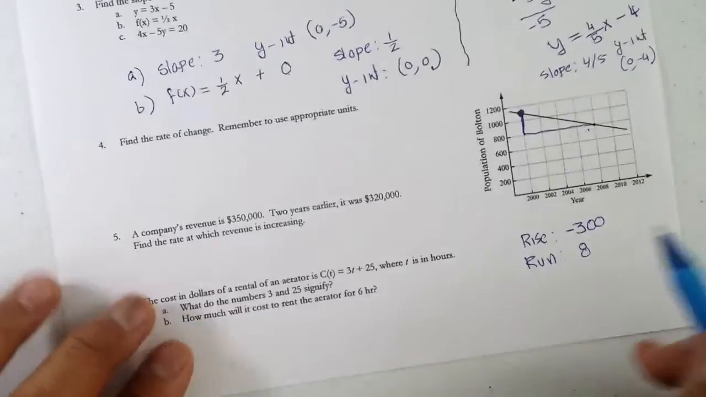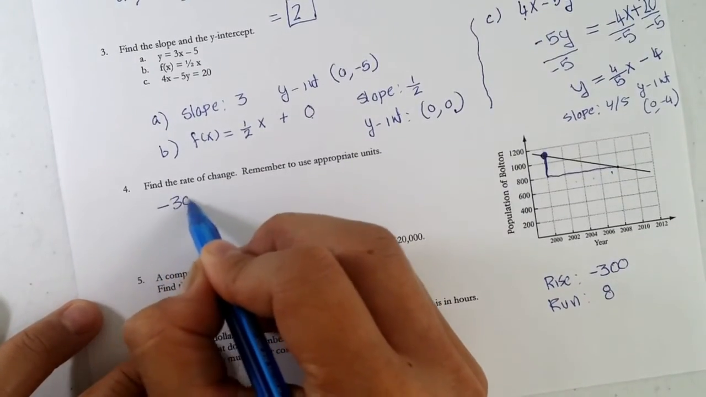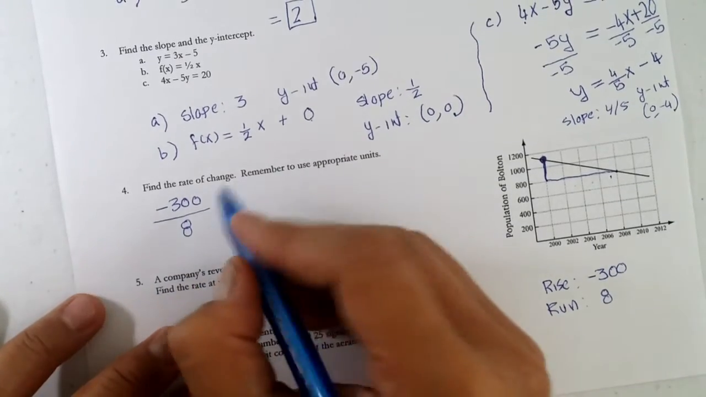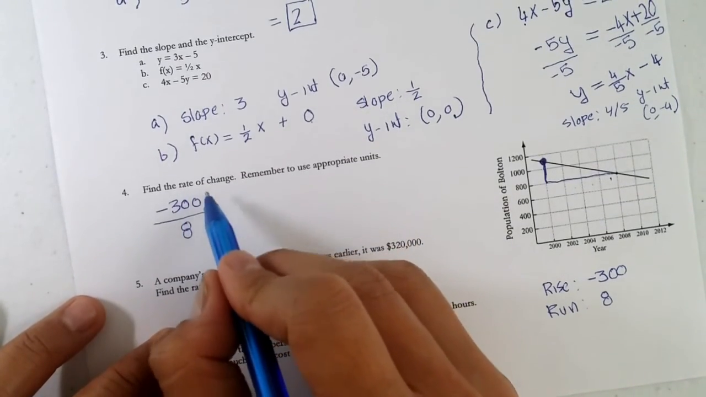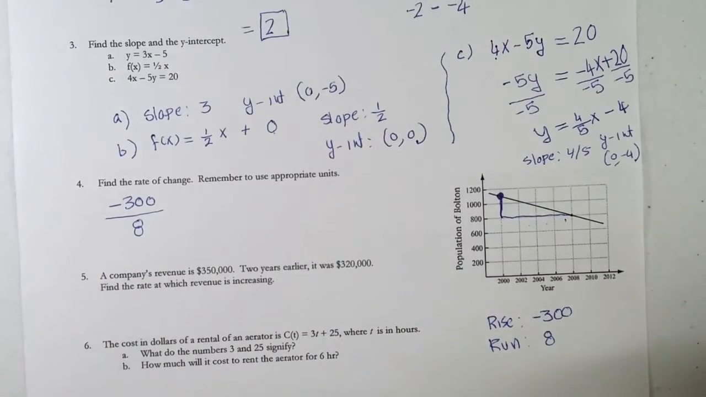What is the rate of change? The rate of change is going to be -300 over 8. -300 people over 8 years. What does that mean? That means that the population is declining 300 people for every 8 years that passes, and we can make this a bit smaller so that we can get a feel for what it is.